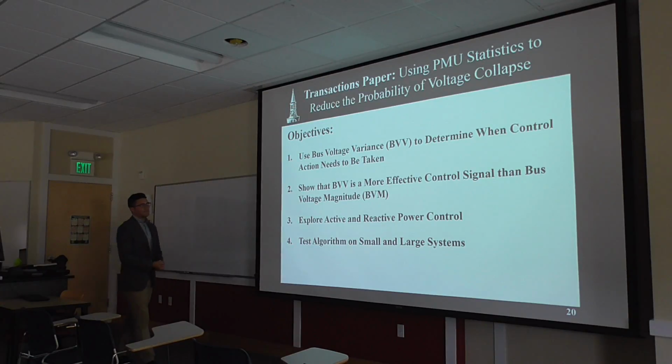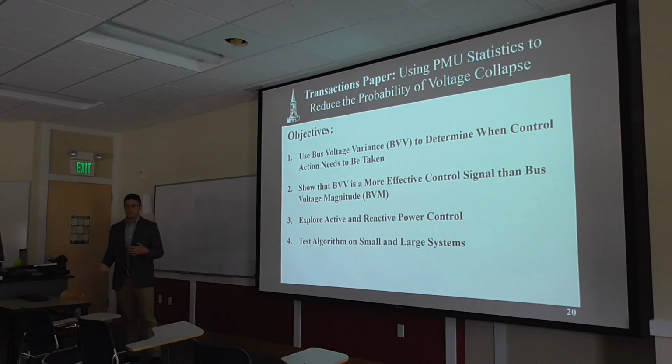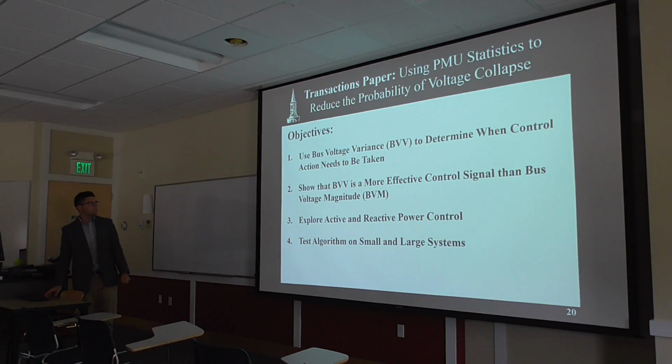So the first objective of this new paper is to use bus voltage variance to determine when control action in a power system needs to be taken. And the second objective is to show that bus voltage variance is a more useful measure when assessing the stability of the system than simply using bus voltage magnitude, for reasons that I've shown on the two-bus system. Third objective of this paper is to explore how these control actions can signal active and reactive power injection to restabilize the system. And finally, number 4, we wanted to test this algorithm on both a small system, the 39-bus system, and a larger system, the Polish network, which I'll introduce soon.